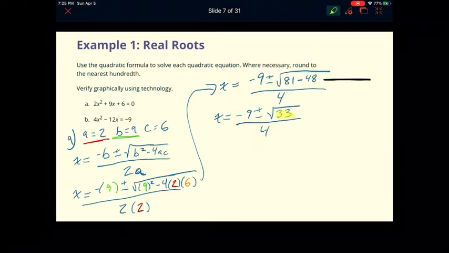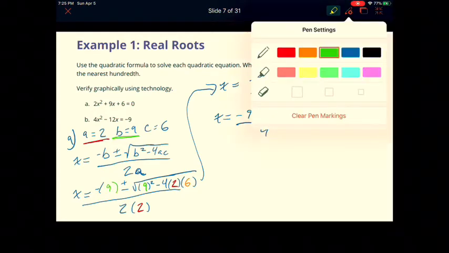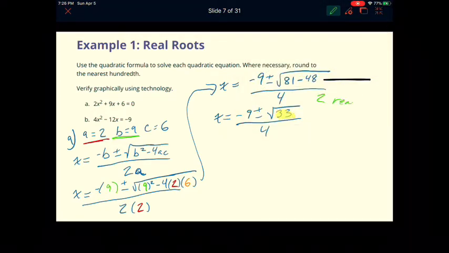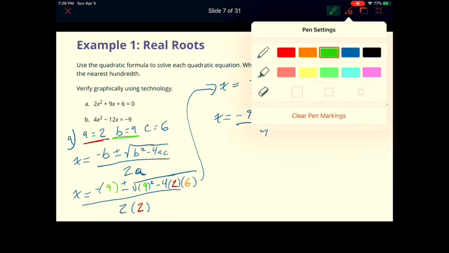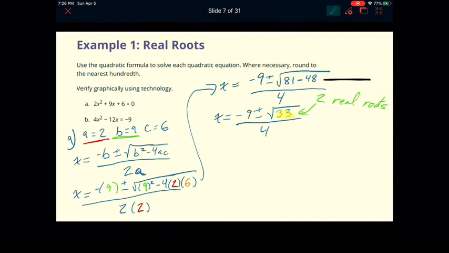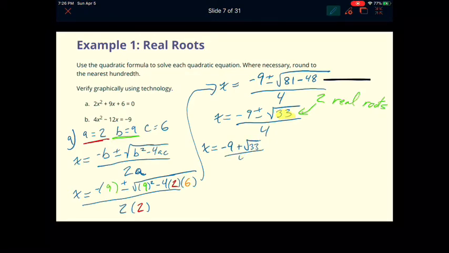So now I know, because I've got a 33 in there, that I'm going to have 2 real roots. So I have a positive number under my square root sign, so I know I'm going to have 2 real roots. So now I can't finish this from here. I need to split off into 2. So I know one of my roots is going to be -9 plus the square root of 33 all over 4. And one of them is going to be -9 minus the square root of 33 all over 4.